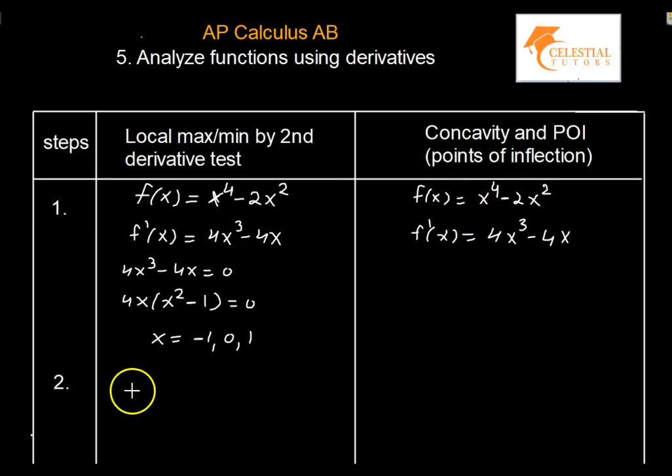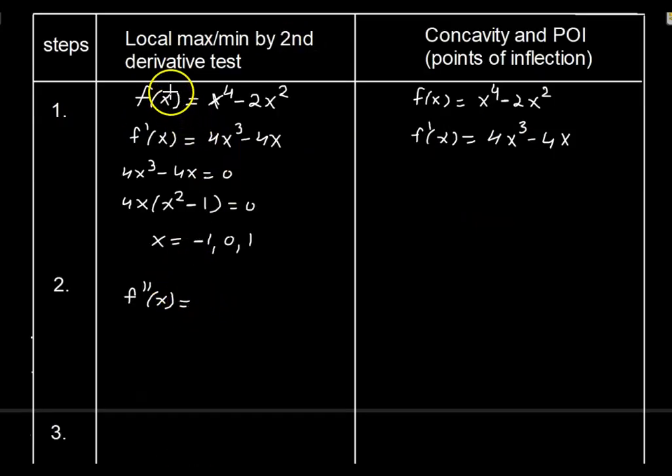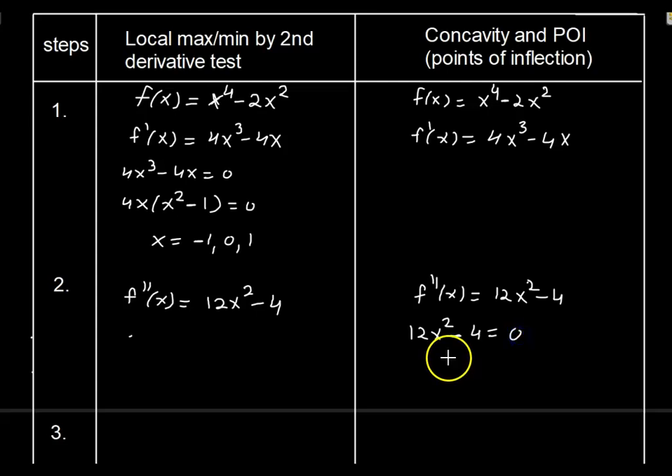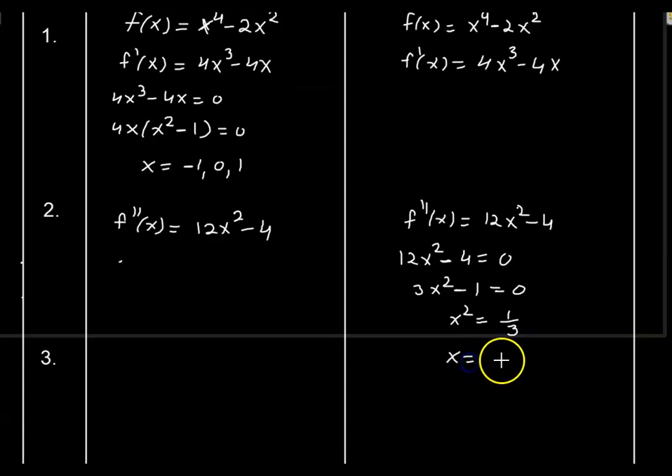points for concavity. We find the second derivative to check local maxima minima, and the second derivative is going to be 12x square minus 4. Here as well we find the second derivative. For concavity we need to get the PPOI. For that we set the second derivative equals to 0 to get all the possible points of inflection and solve for x. Here we get the possible points of inflection as plus minus 1 over square root 3.